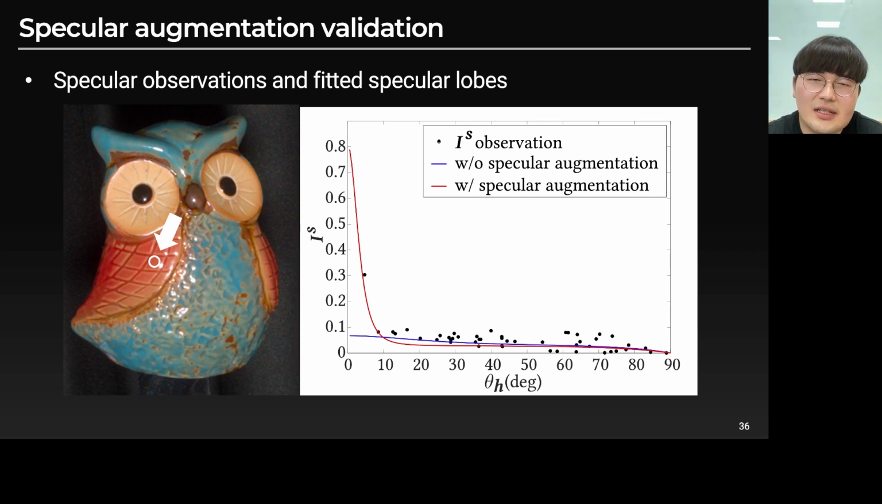In inverse rendering, specular reflection parameters are easily underestimated due to insufficient specular observation. As shown in this plot of the sample points, the estimated roughness function using our specular augmentation scheme can provide a more realistic appearance of specular reflection than the conventional approach.